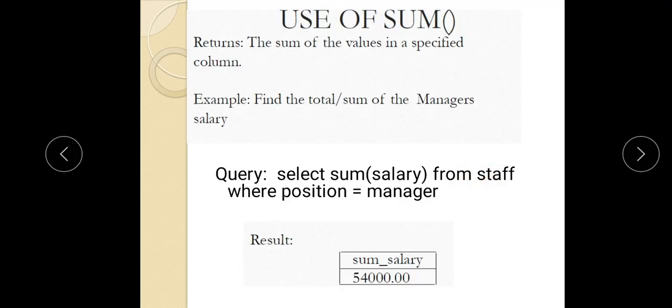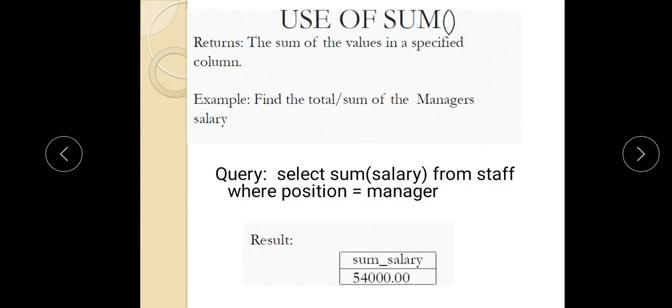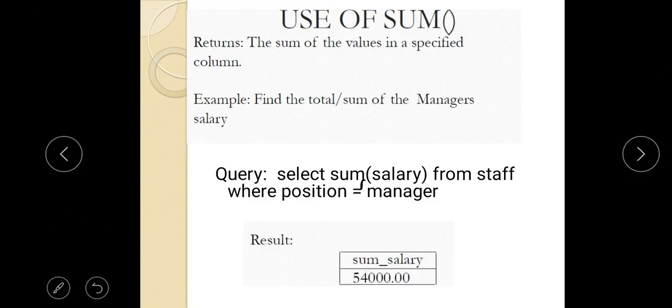Whose sum we have to compute? The manager's salary sum needs to be computed. So where position equal to manager. This position is an attribute. So position equal to manager. We want to compute the salary of managers. Clear?